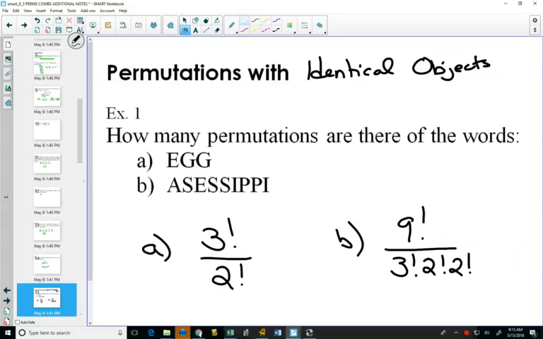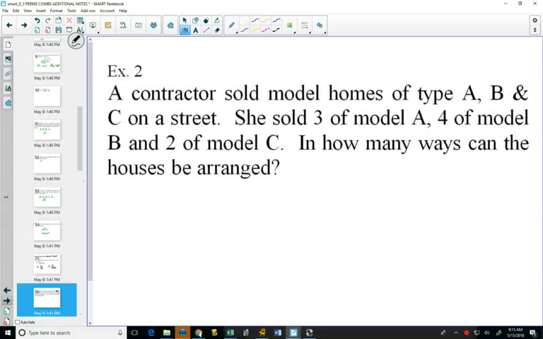There are some other times that it comes up here. Again, you read the question, and what you're looking for as the hint is, are any of these objects identical? Well, in this case, this person sold 3 of model A, 4 of model B, and 2 of model C. How many ways could they be arranged on the street? So if we think of writing this out, one arrangement would be all the A's first, then all the B's, then the C's.